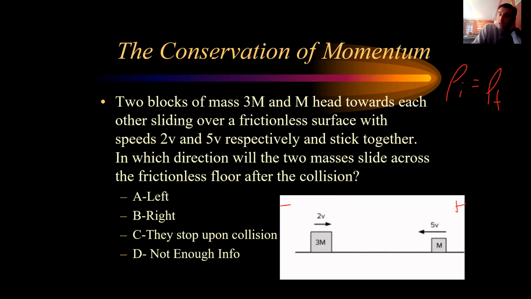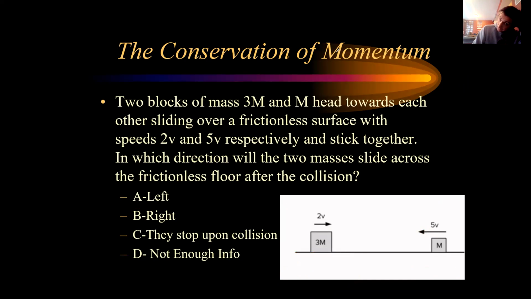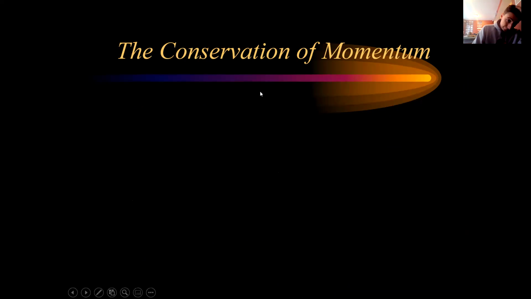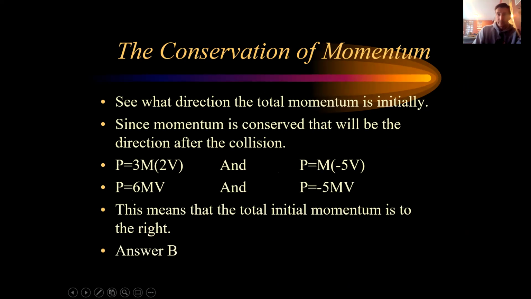So if I look at this, I have 6mv when I multiply it together. I look at this, I have 5mv, and since it's moving this way, it's going to be negative, right? So there is more positive momentum. That means the total initial momentum is going to be positive, so the total final momentum has to be positive. Therefore, it has to be moving to the right. So my answer is going to be B. See if I got it right. Yep, B. All right, perfect.